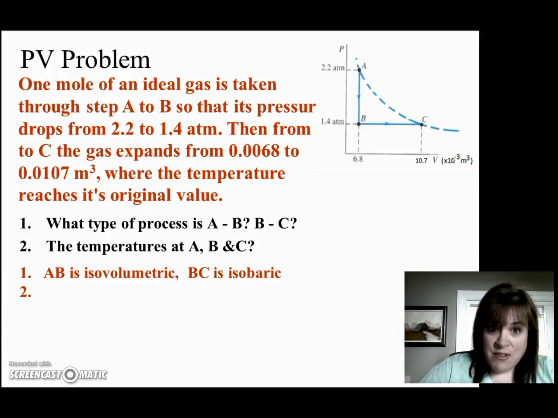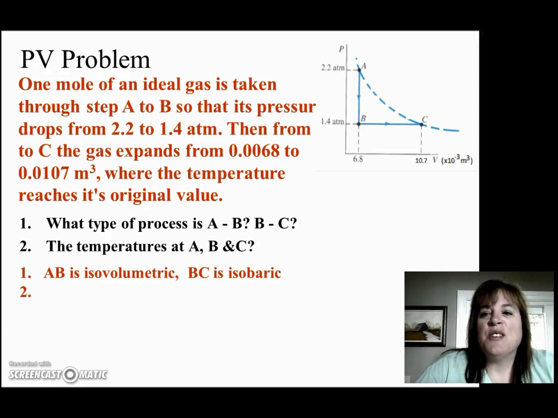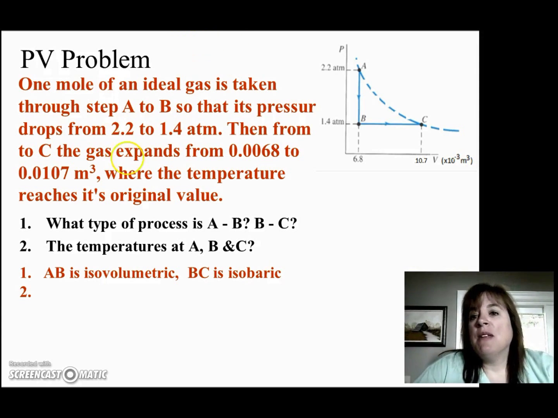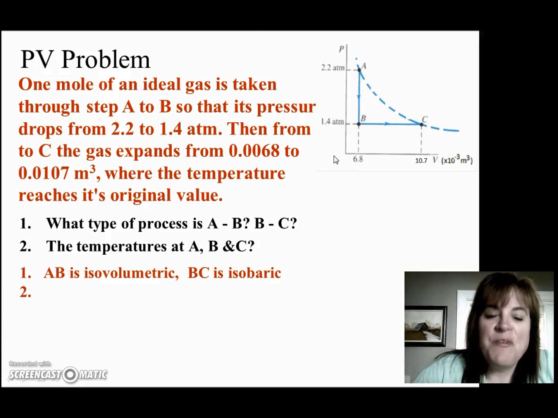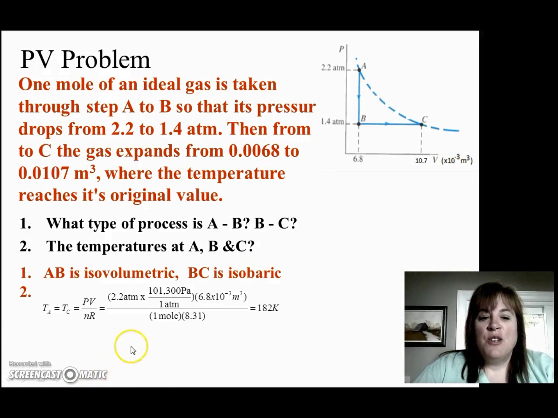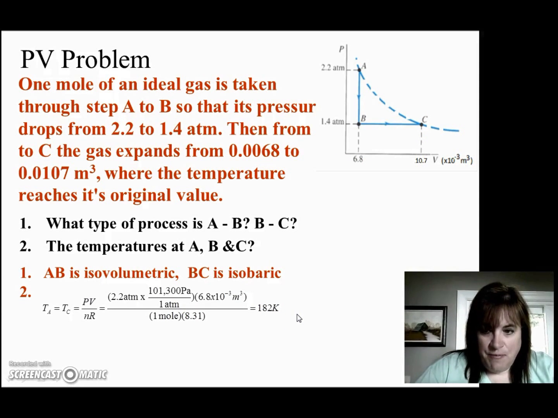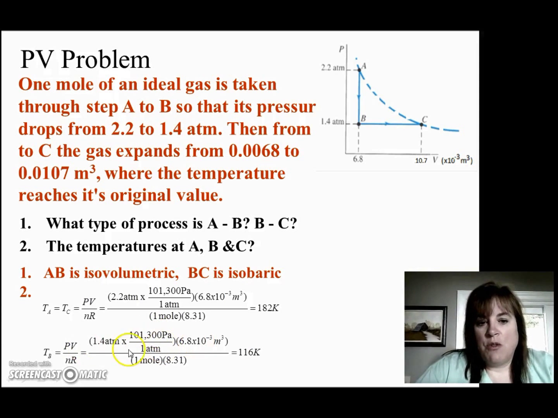Now, remember, you have to pay attention to units. What did I do to you with this problem? I changed units on you. So I'm fine for volume, right? I'm in meters cubed for volume, so that's cool. But notice that these are in atmospheres, so you have to change them to pascals. So make sure you multiply by 101,300. Now, if you did that correctly, you should get, for the temperature at A, which remember is the same as the temperature at C, 182 Kelvin. And then for point B, you go through the same process, and you should have gotten 116 Kelvin.